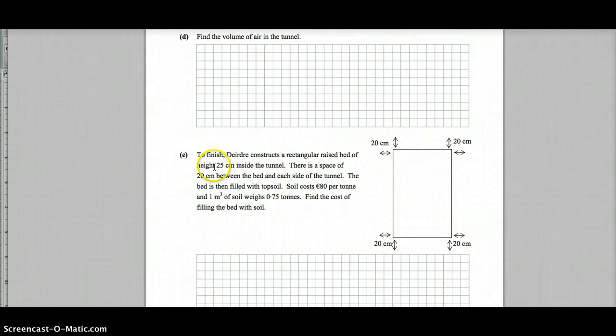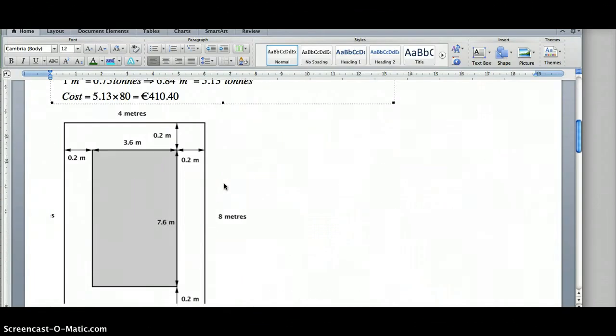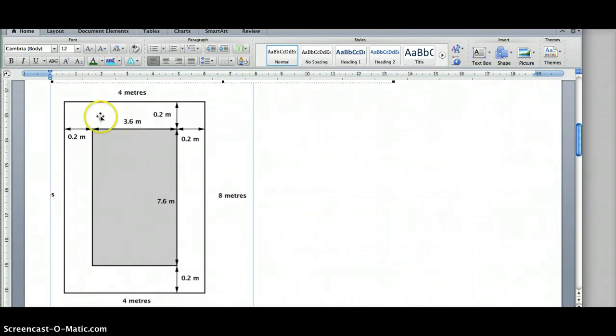So the height is 0.25, that's grand. We need the area of the bed. There's your bed. We need to know that length and that length. So I've done a diagram here. The rectangle you got in part A was 4 by 8, cutting off 0.2 meters off either end, so there's a small little gap, maybe for walking around. So it's 4 meters across, and you take away a 0.2 and a 0.2 here, you get 3.6. If it's 8 meters length, you take a 0.2 and a 0.2 here, which is 7.6.